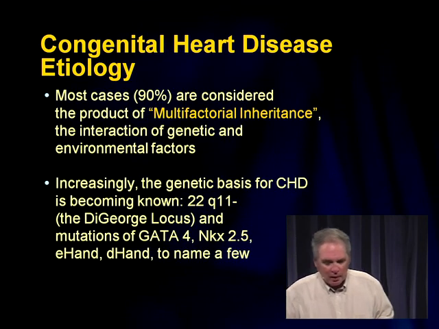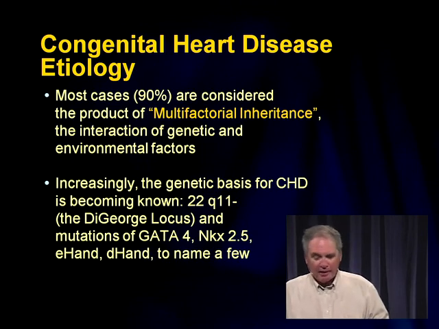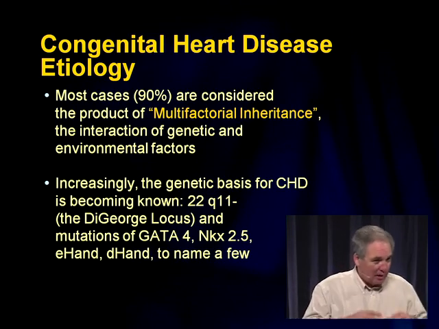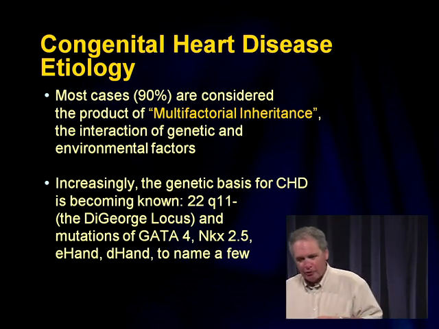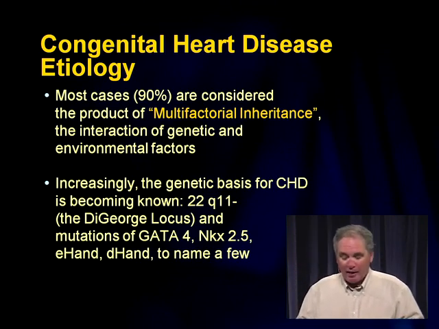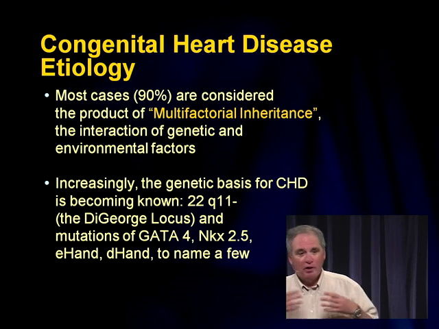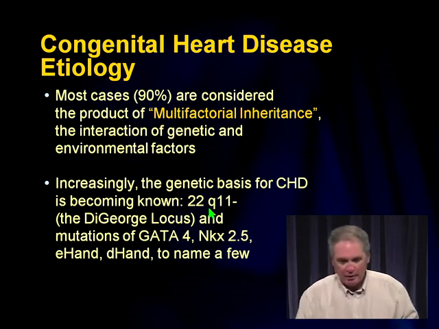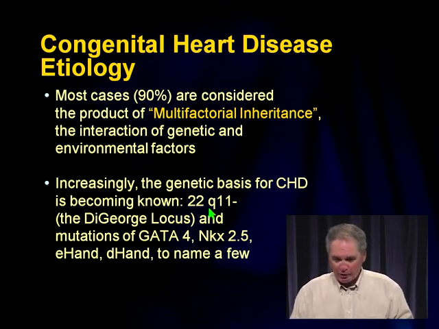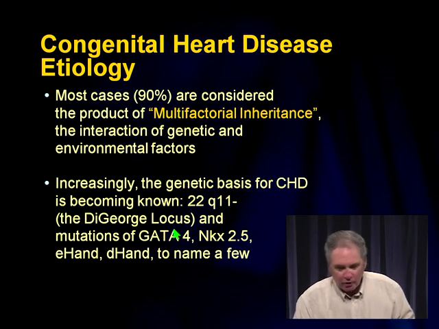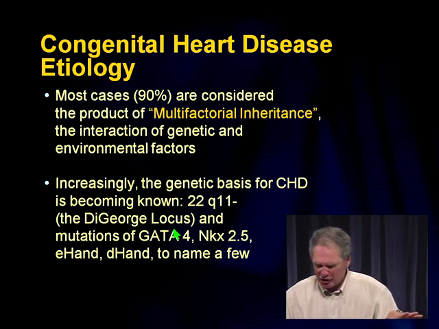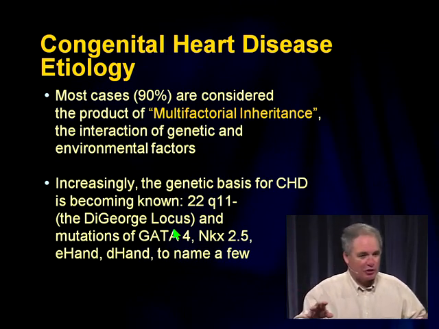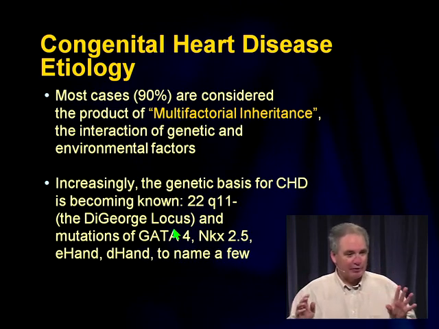Okay? Etiology, what causes this? Most cases are considered multifactorial inheritance. This is not a wastebasket. This is a real causation issue here, and it's due to the interaction of genes and environmental factors. And increasingly, we're getting to know the genes that are important and responsible for congenital heart defects. You're not responsible for these other than this one. The deletion in chromosome 22, responsible for the DiGeorge locus. Okay, we'll talk about what heart defects you would do a FISH test for, fluorescent in situ hybridization, to detect this deletion. Okay, the others are there just for your entertainment.